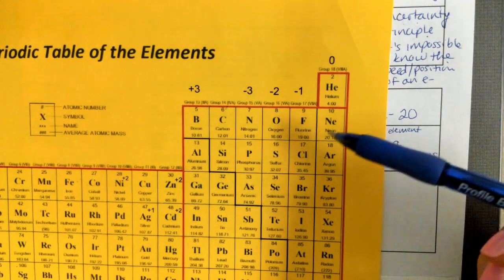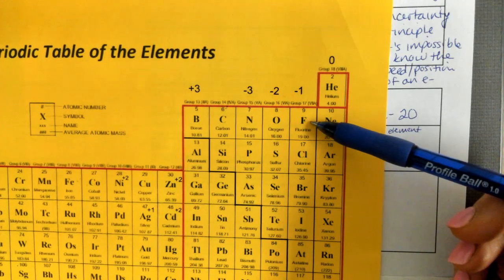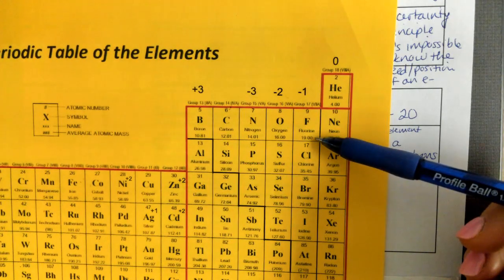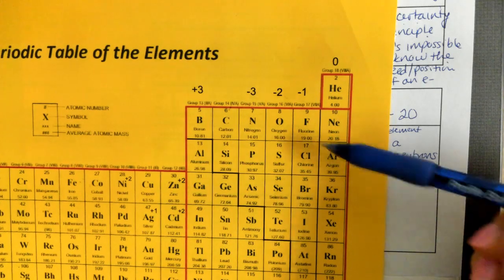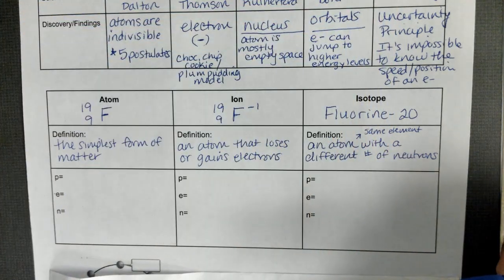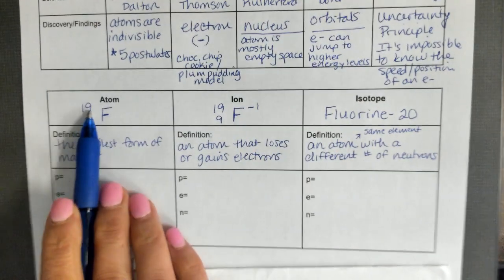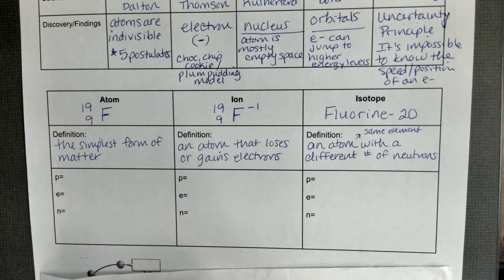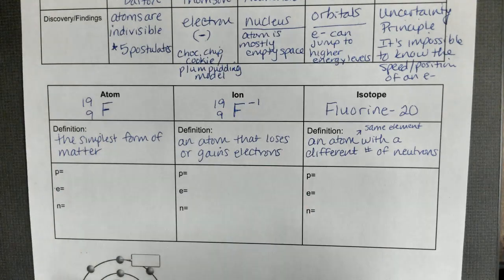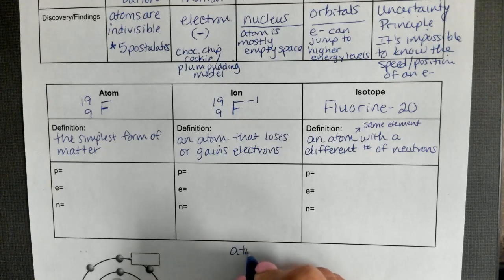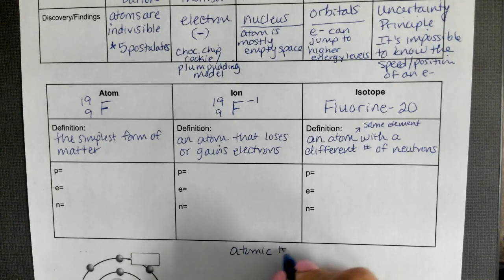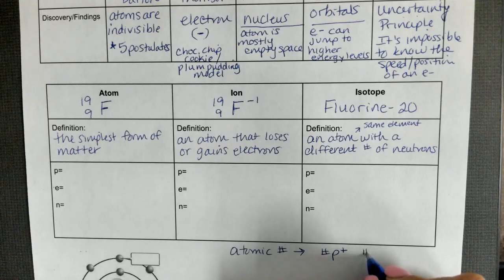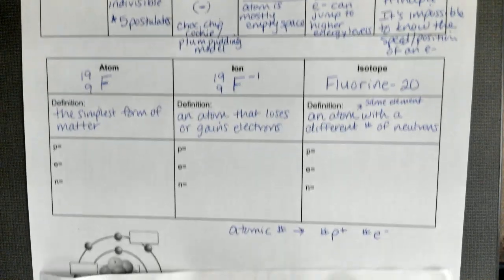Now notice the way that it's written on the periodic table. It has the atomic number at the top, and it has the atomic mass at the bottom. Now when we have it in notation, we will actually have the mass number at the top and the atomic number at the bottom. So let's review what the atomic number tells us. The atomic number tells you your number of protons and your number of electrons.